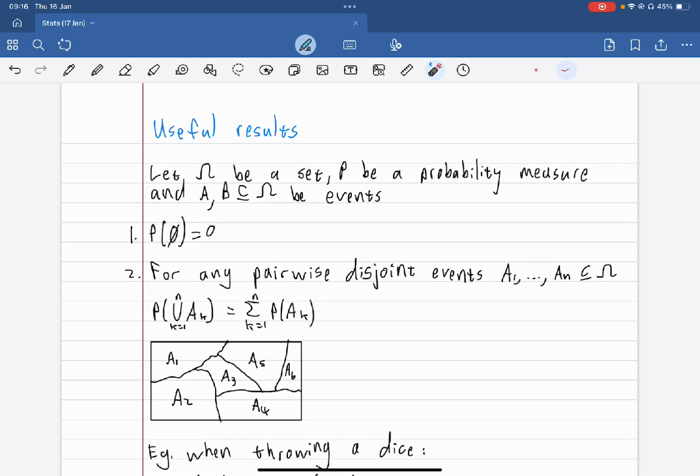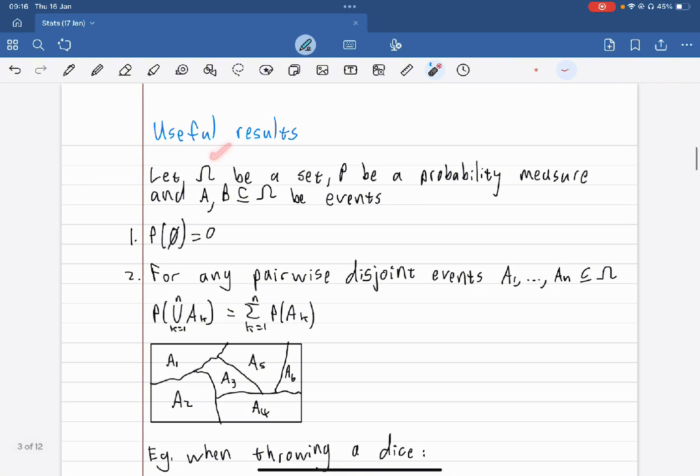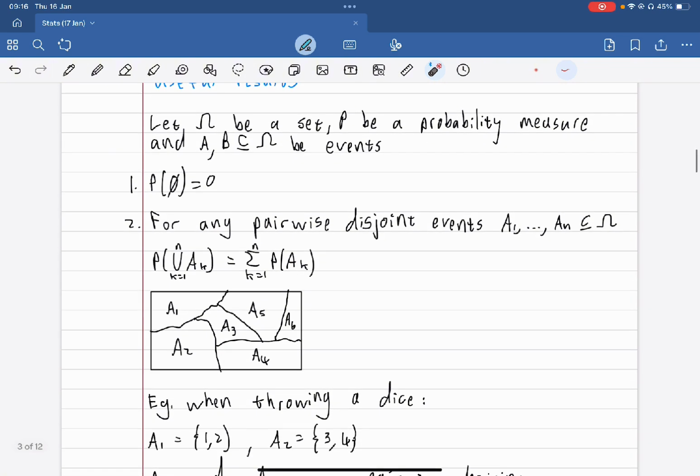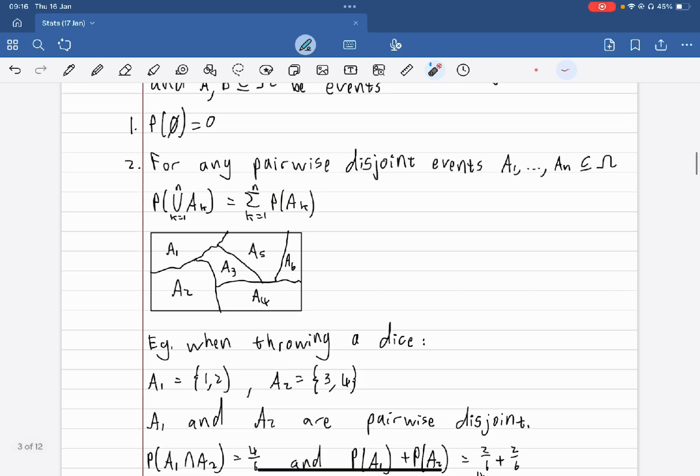From the Kolmogorov axioms, we get a number of useful results. So we're just going to say the sample space is a set, and P be a probability measure, and A and B, which are subsets of the sample space, be events. So the first thing we're going to use is that the probability of the empty set is equal to 0. It's quite obvious, I would say.